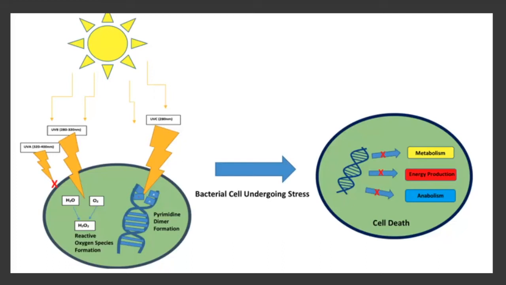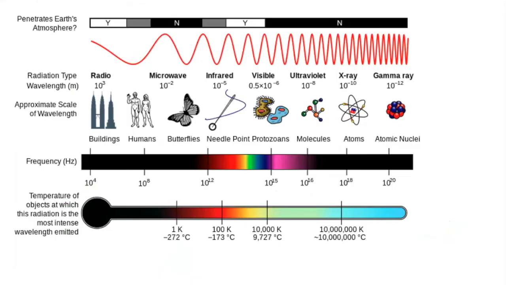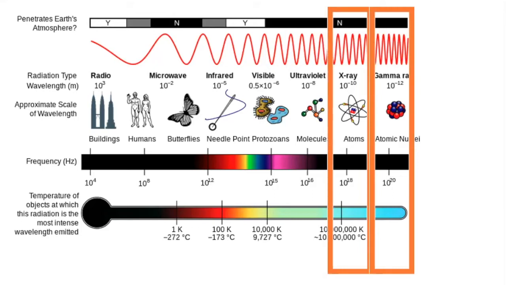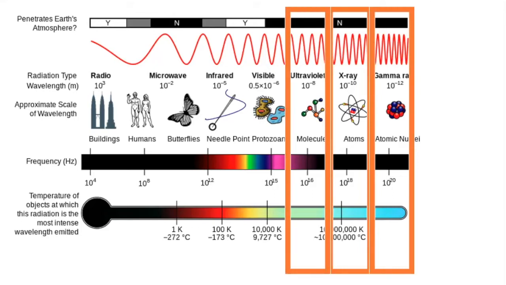Due to the high energy states of the radiation, they are able to disrupt the hydrogen bonds between the nitrogenous bases, as well as the bonding of the sugar phosphate backbone. Examples of electromagnetic radiation include gamma rays, X-rays, and ultraviolet UV light.